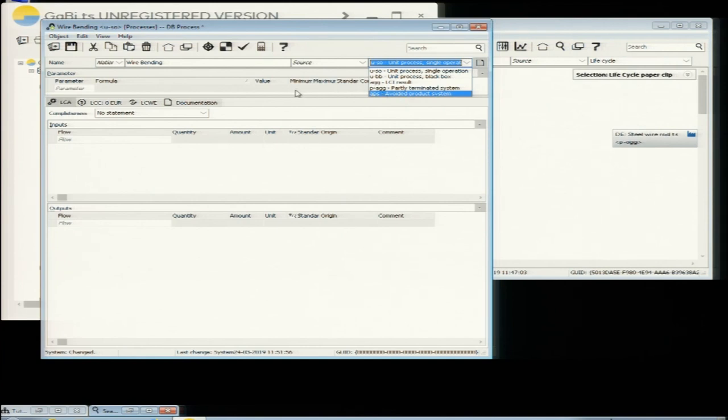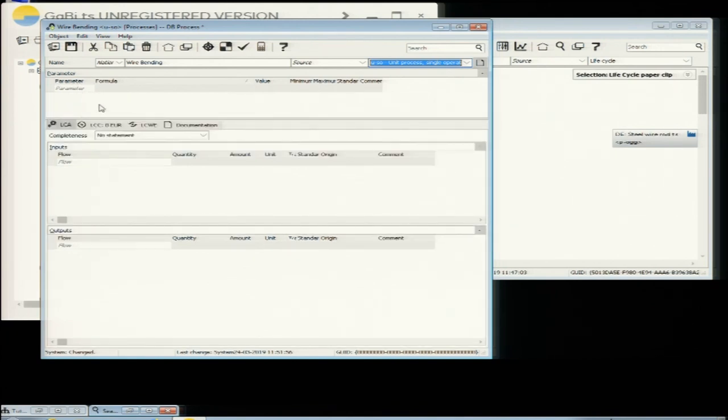So, what is this wire bending process? Wire bending process is essentially a single unit process. Now, you can also see there is a parameter frame here. The parameter frame here, parameters are when we need to analyze the different parameters that are affecting the process. As for now, we will leave it.